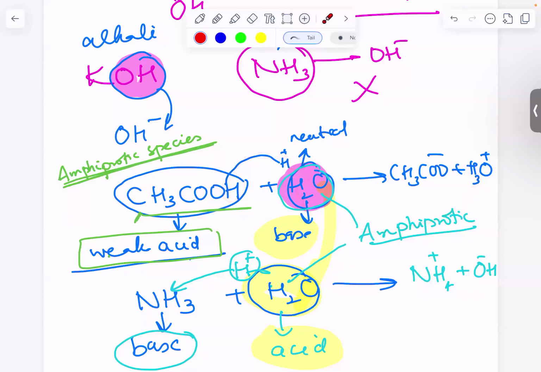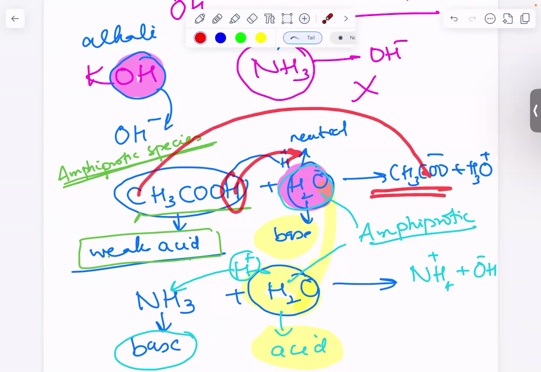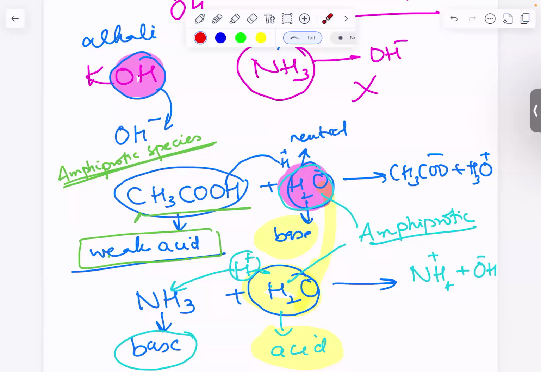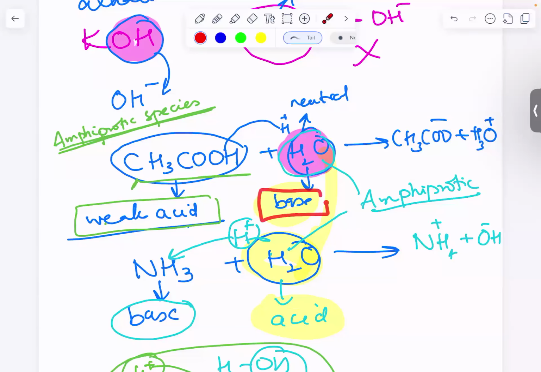All right. And as ethanoic acid is losing hydrogen as a proton, that is why this is the conjugate base of the weak acid, that is ethanoic acid. By the way, I have also told you that if the acid is weak, then the conjugate base would be strong. So in this case, water is acting as a base.